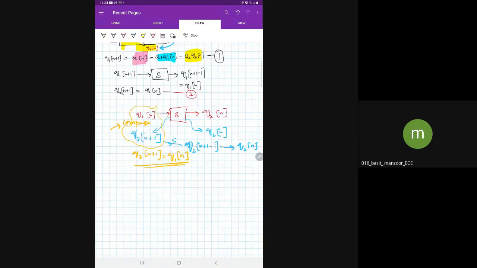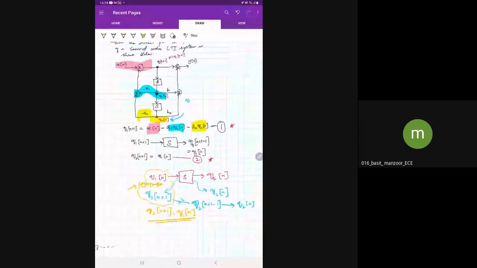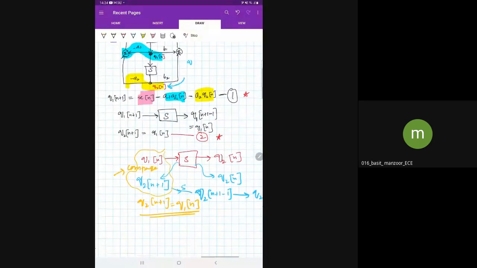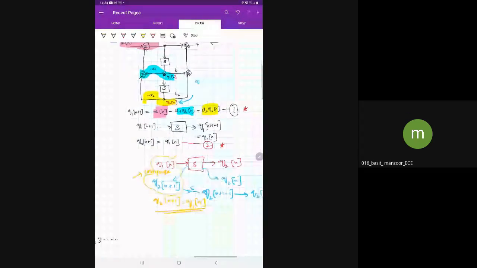Now see, we have two equations, equation 1 and equation 2. It's very important. I'll mark them: one equation here, another equation here. I have marked them with a star. Apart from these two equations, in this structure there is also y of n, the output equation. So this is y of n. We have not yet written the equation for y of n, we have only written two equations so far.